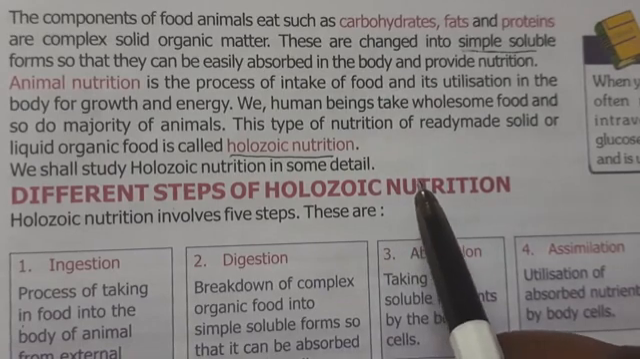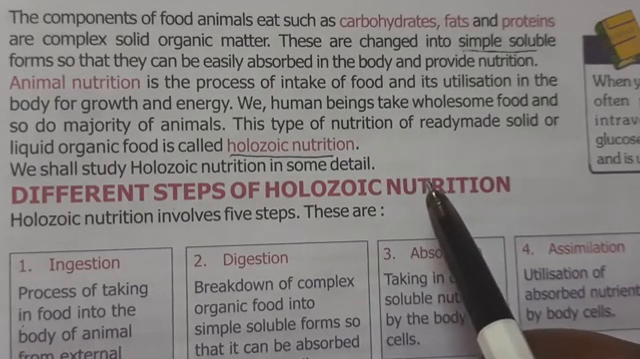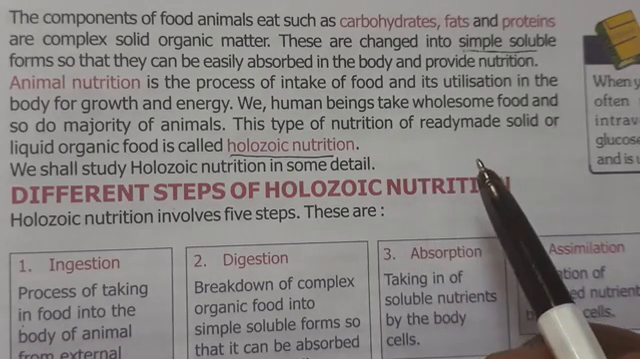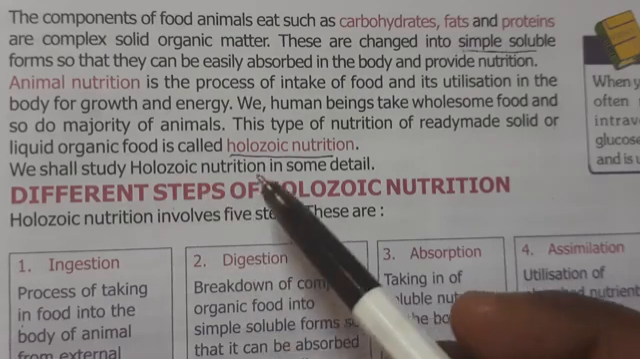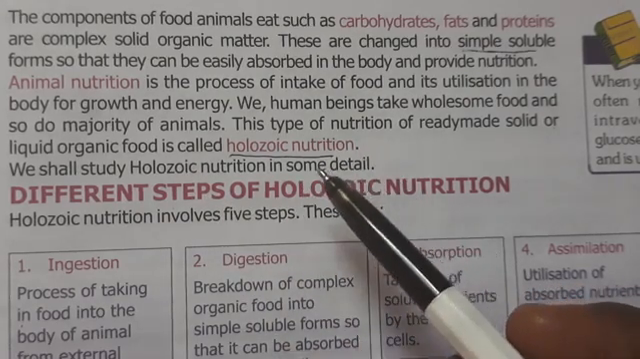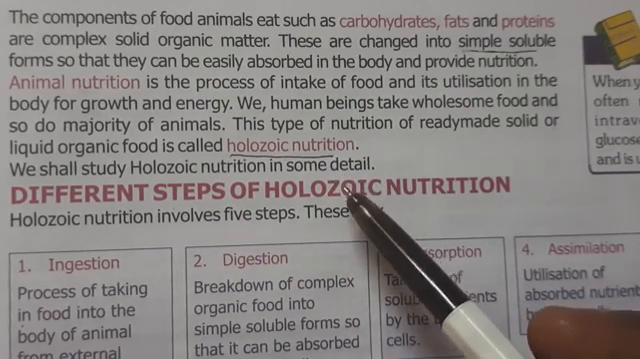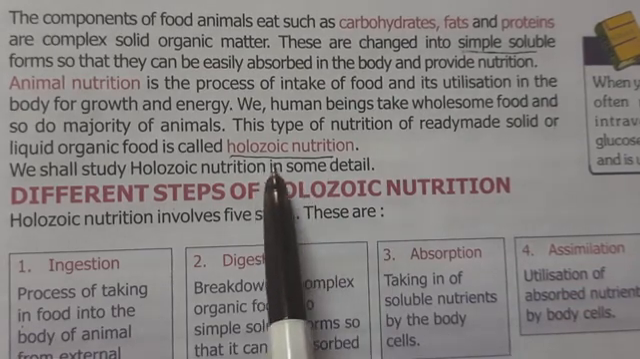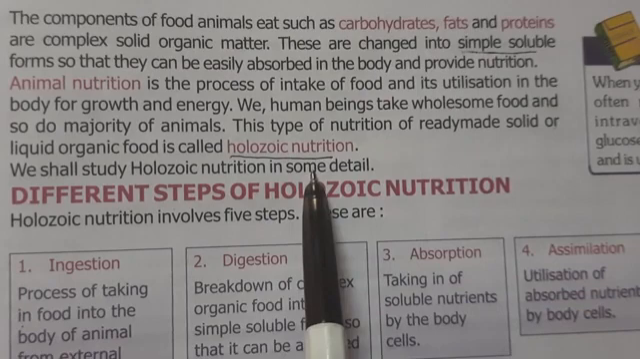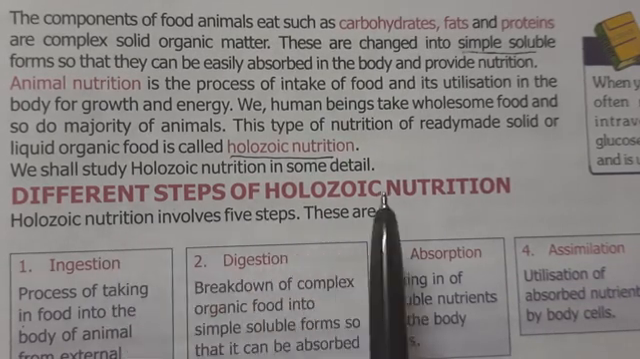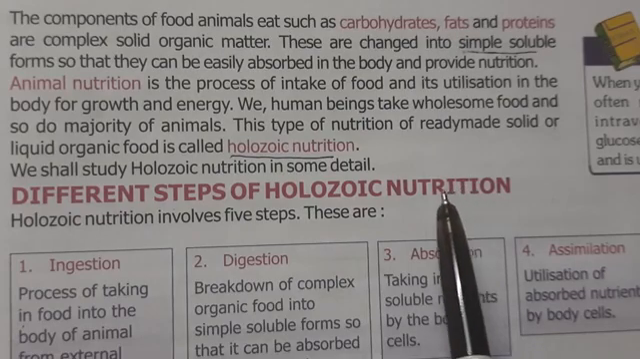That means, for example, if your mother is cooking rice and dal for you, it is ready-made. Rice is in solid form and dal is in liquid form. So you are taking ready-made food. Okay. Even if you are eating a banana or an orange, it is already ready-made solid food. So that means you are taking the food inside. Okay. So that is called Holozoic nutrition. Okay, and there are different steps in Holozoic nutrition.